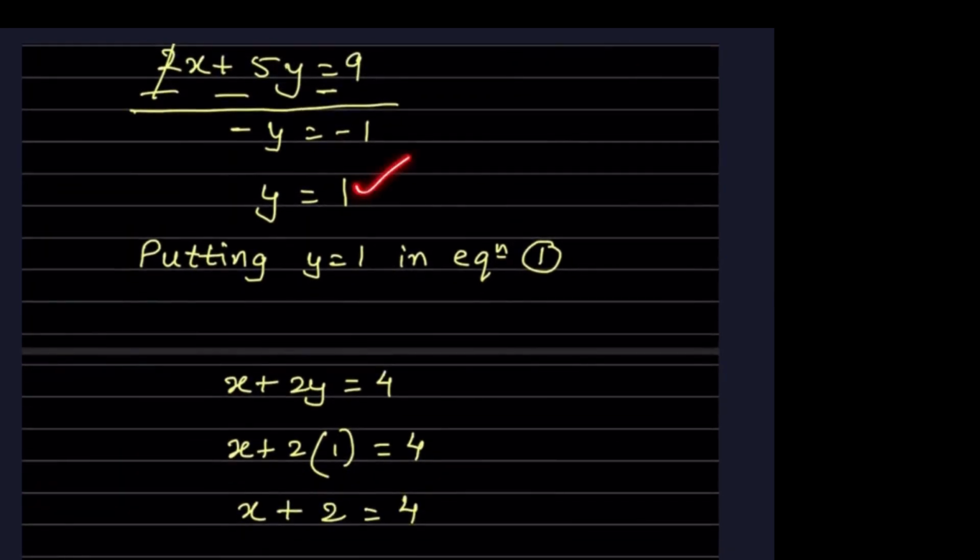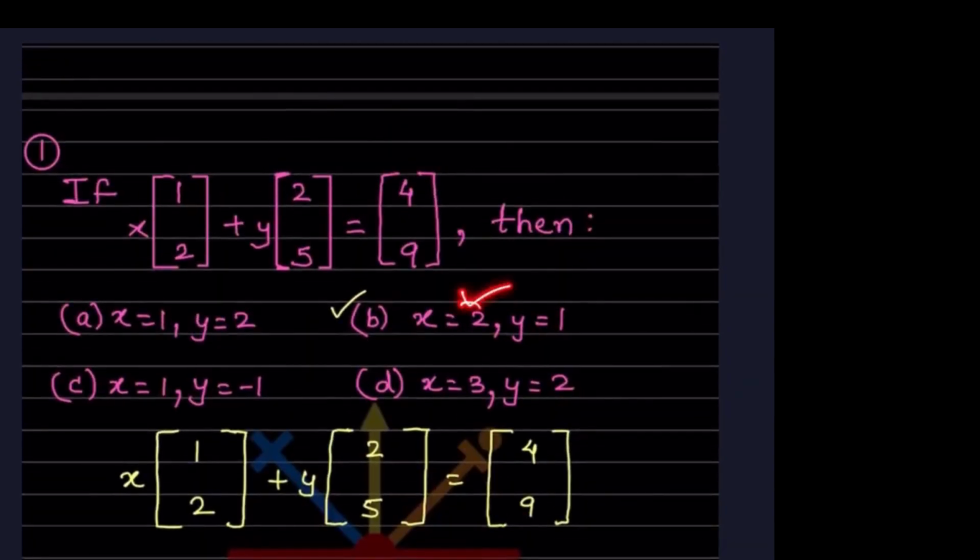So x is 2 and y is 1. So you can see the option where x is 2 and y is 1. The option is B.